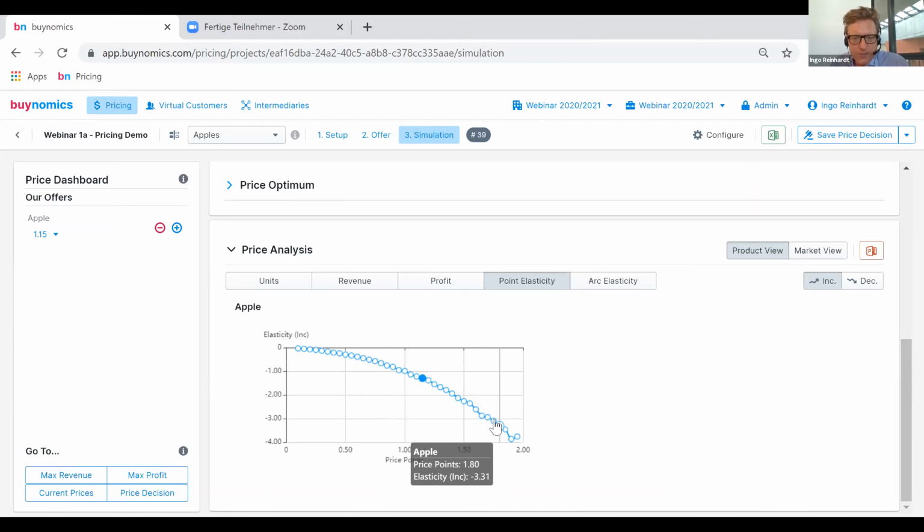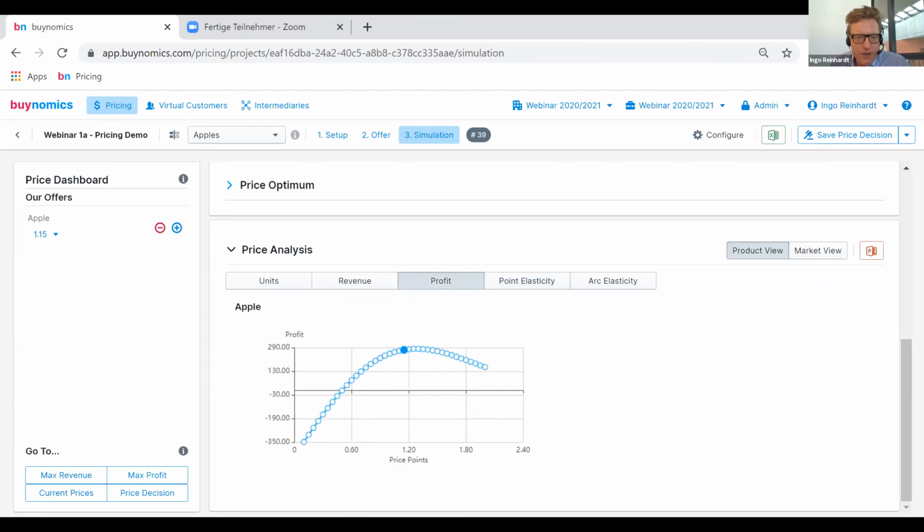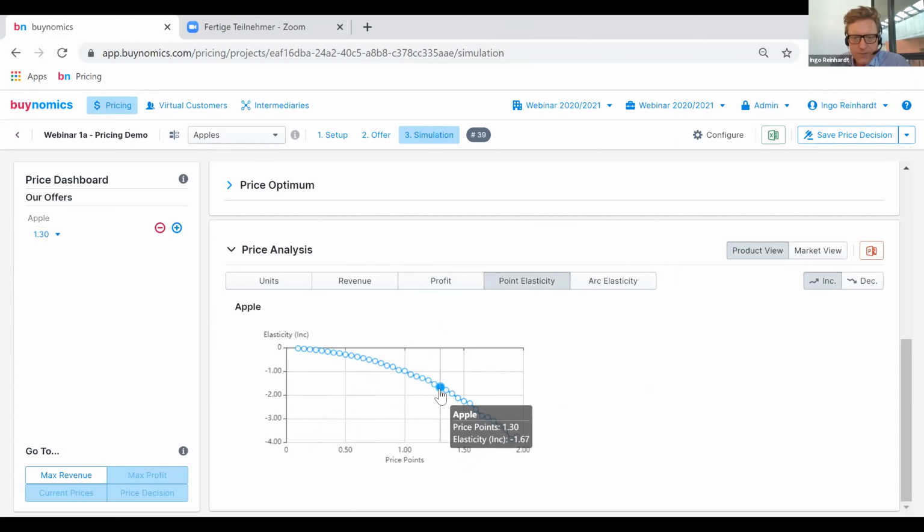You can use this, for example, if you're aiming for profit optimization. You can see where the profit optimum is, and in this case it's at 130, €1.30, and you see at 130 the price elasticity is -1.67. The cost is 50, so you have a margin of 80 cents, and the percentage margin is somewhere around 60%. So our equation, margin times elasticity is -1, holds true in this example. So this is a very simple example.